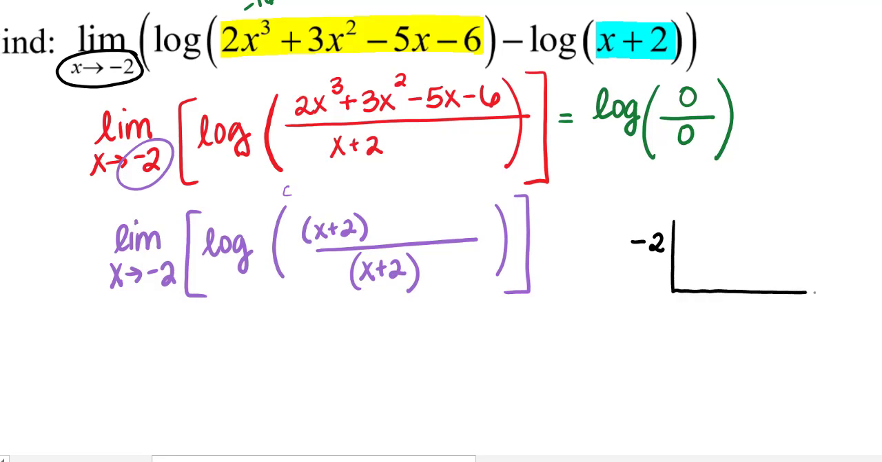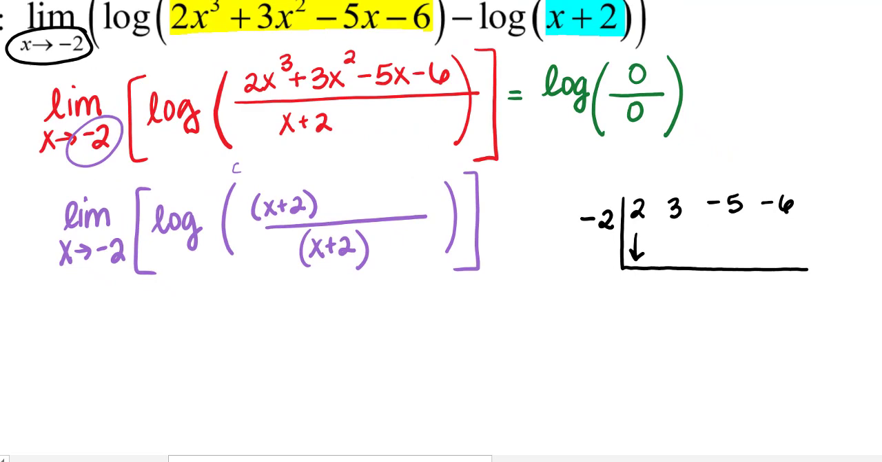So I'll take my negative 2 off to the side. I'm going to divide this into 2x cubed. Remember, perfect descending order here. All the coefficients: 3x squared, negative 5x, and negative 6. And we've done synthetic division in a previous video, but here we go.